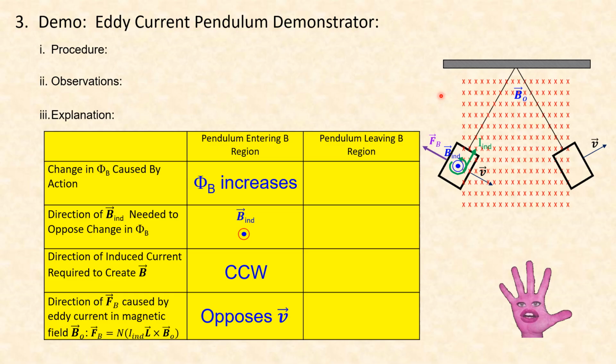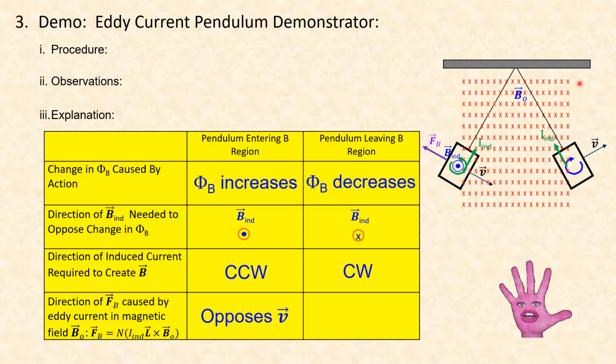Likewise, when we look at this region over here as the pendulum exits the field region, we see that it corresponds to a decrease in magnetic flux. According to Lenz's law, the induced magnetic field must be in the same direction as the original magnetic field to oppose that flux change. This gives rise to a clockwise eddy current in that region. If we look at the direction of that clockwise eddy current at the point where it exits the field, the direction will be here as shown.